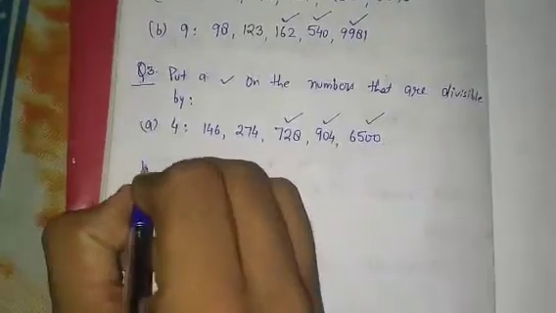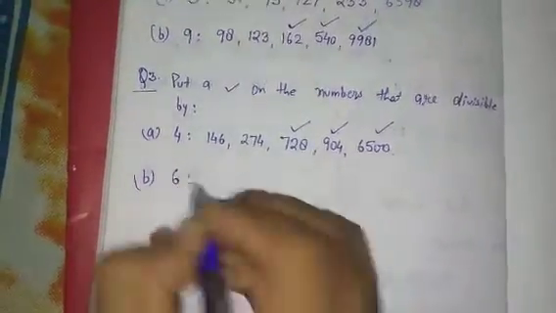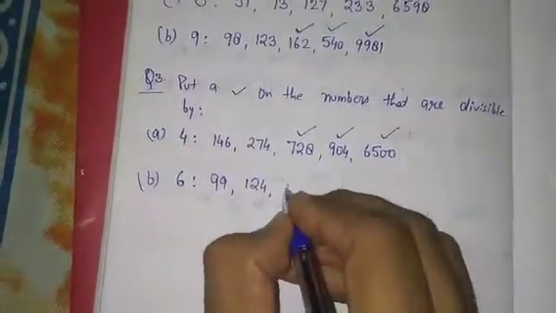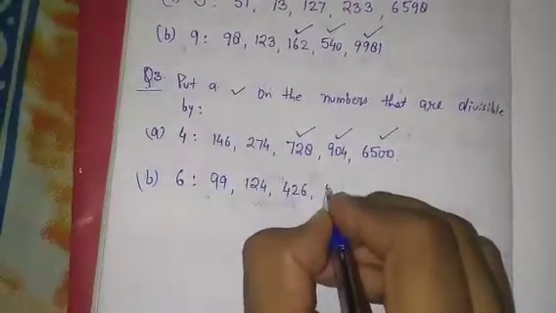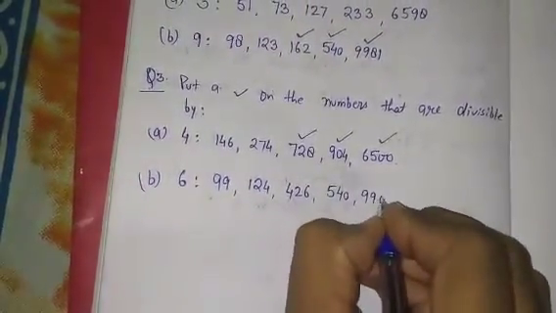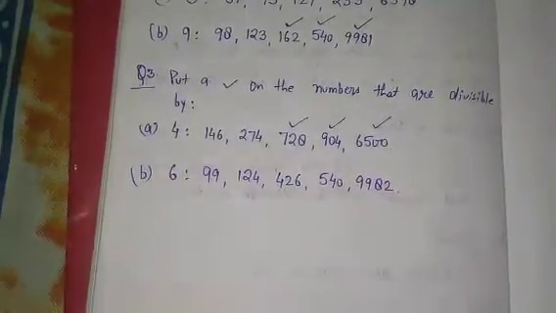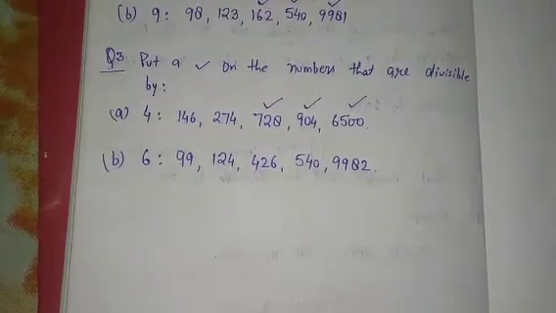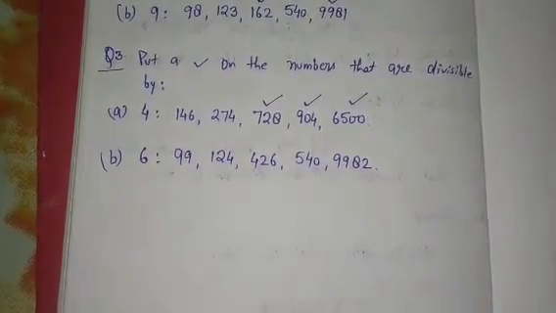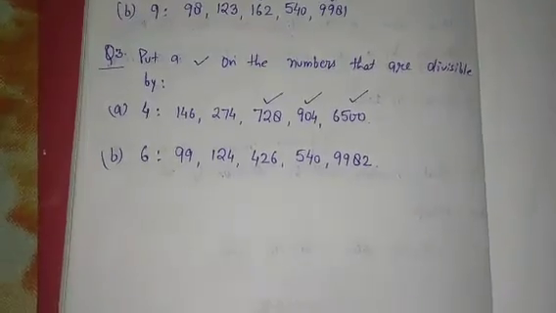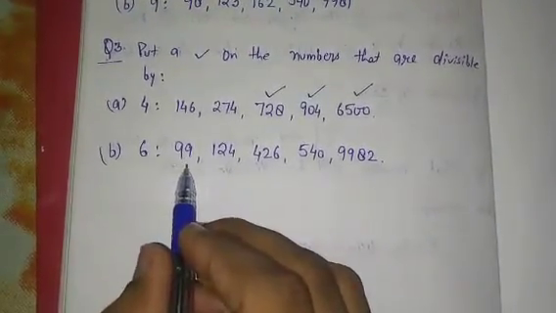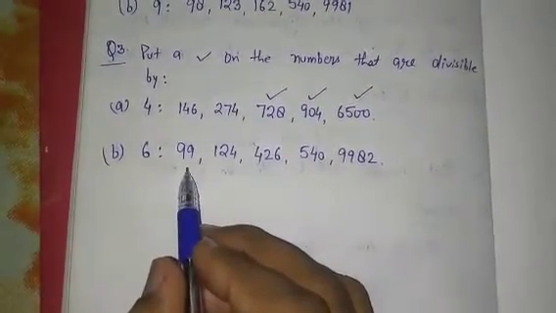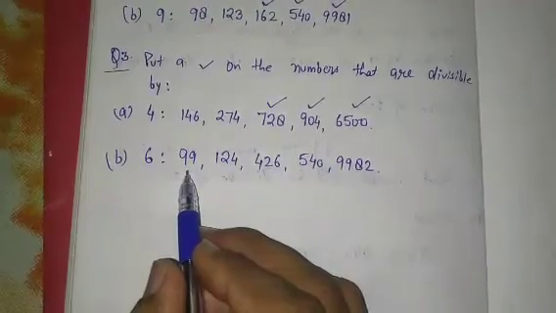Now the B part of this question: divisible by 6. The numbers given are 99, 124, 426, 540 and 9982. So students, as you know, if any number is divisible by both 2 and 3, then that number is divisible by 6. Here the first number is 99. In 99 the ones digit is 9, so it is not divisible by 2, which means it is also not divisible by 6.